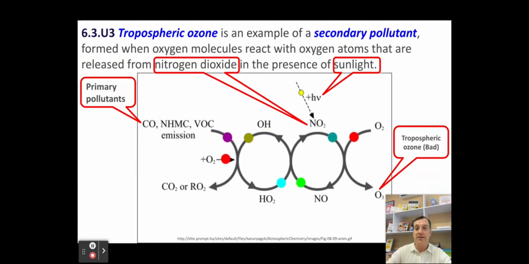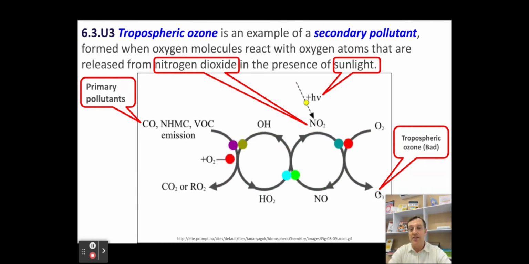Here's a little animated chemical reaction to show you how it works. Your primary pollutants here interact with hydroxides in the atmosphere and the nitrogen oxides. Because of that, they release individual oxygen atoms that bond with free diatomic oxygen in the atmosphere to create ozone.